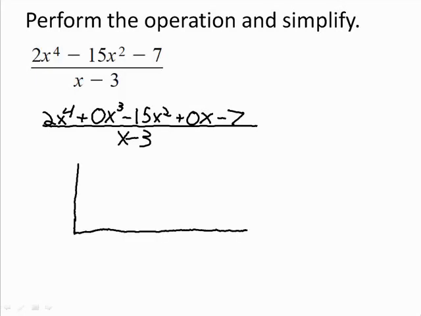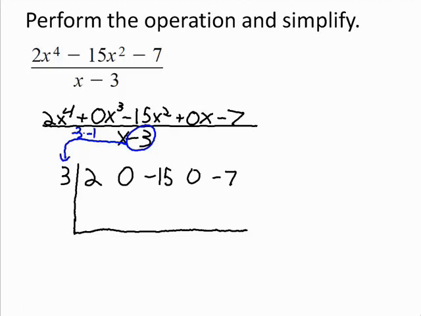Start by taking the constant term in the divisor, negative 3, multiplying it by negative 1, and putting it to the left of the synthetic division array. Negative 3 times negative 1 is 3. Now take your coefficients from the dividend and write them in the top row of the synthetic division array. The coefficients are 2, 0, negative 15, 0, and negative 7.